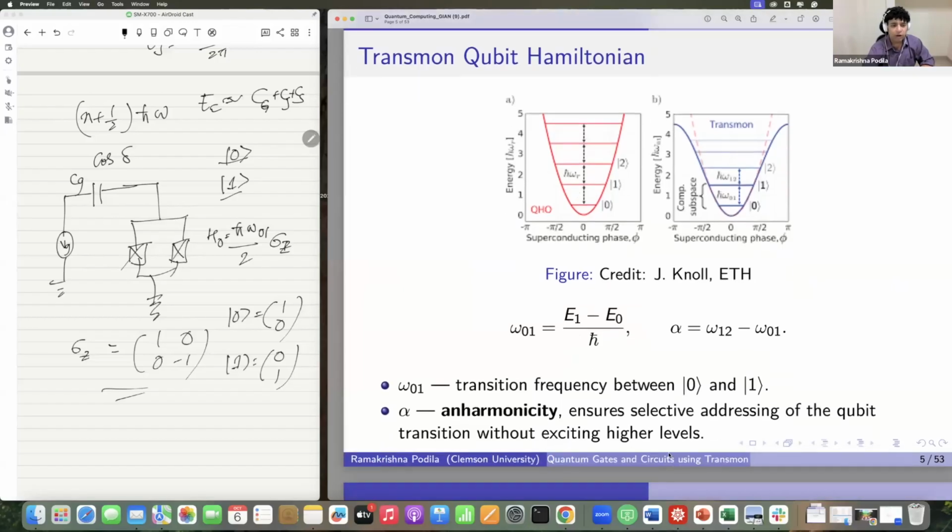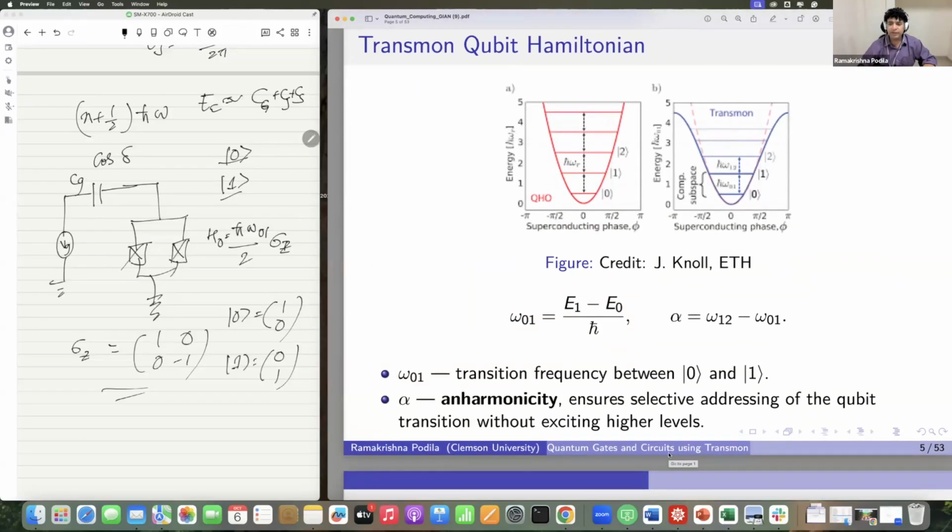Okay. So then the omega 01 is the difference between the energy levels 0 and 1. And the next highest energy level is 2. So we consider a parameter called alpha, which is related to anharmonicity. And that is given as the difference between omega 12, which is the energy difference between level 1 and level 2, minus the energy difference between 0 and 1. Ideally, we want this to be much greater than 0, right? Because if it is 0, then that would be like a harmonic oscillator. That is, the difference between 0, 1 and 1, 2 is the same.